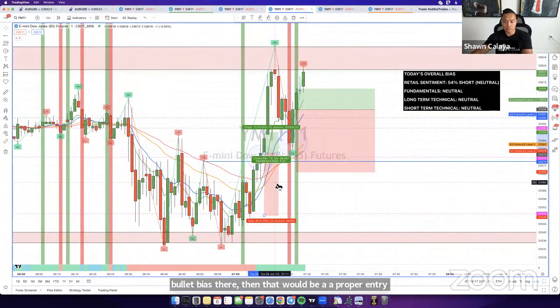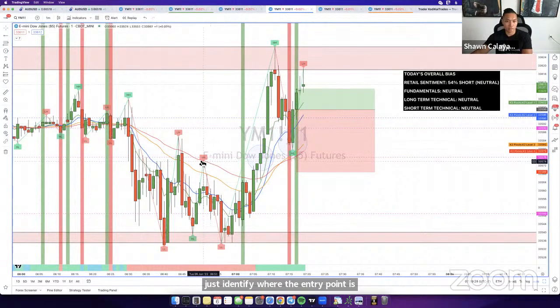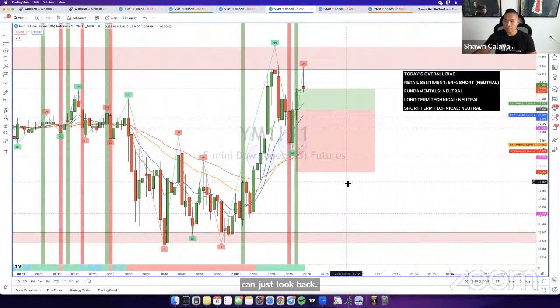Yeah, like if you're ever looking at high-low scalps, just identify where the entry point is. Because if you just tell me where the entry point is, I can just look back. I'm like, okay, there's a high-low right there, or there's a high-low right there. Yeah, no problem.